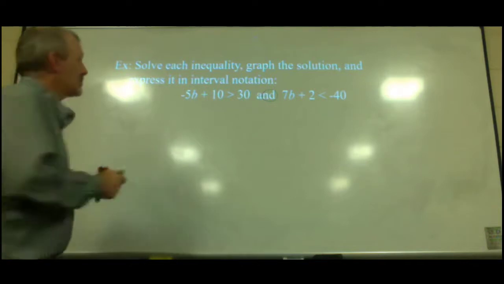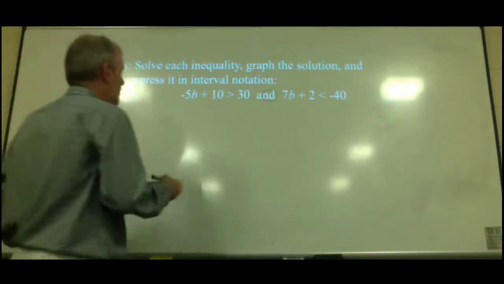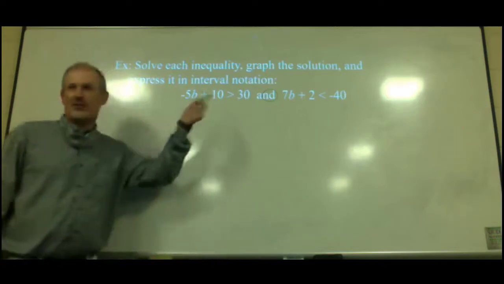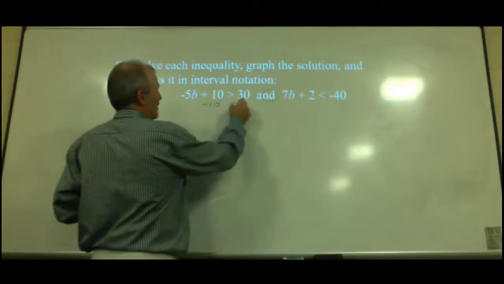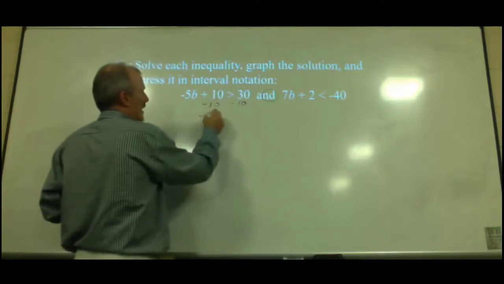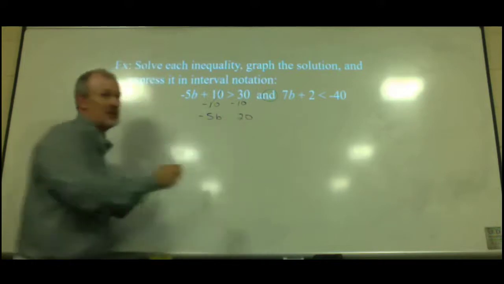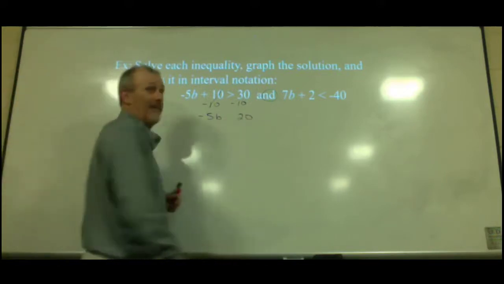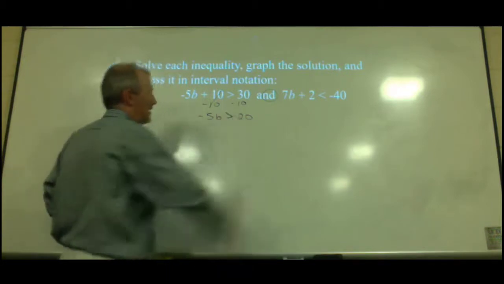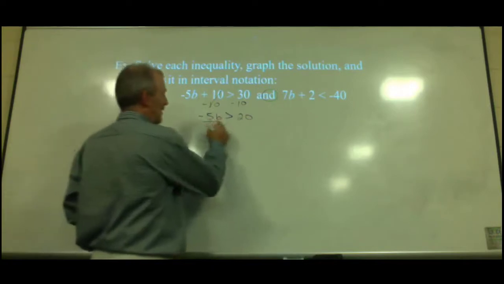I'm going to keep purple for the graphs, so let's keep working with our purple here. What do I have to do first? Subtract 10. That's a good choice. So we get -5b and 20. Because we're subtracting, do we have to switch the sign? No, subtracting doesn't switch the sign. Then what do we have to do? Divide by -5.